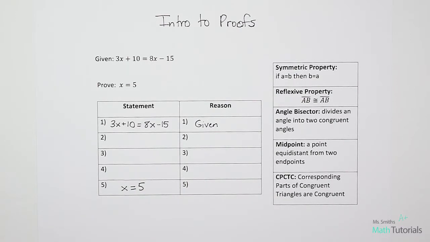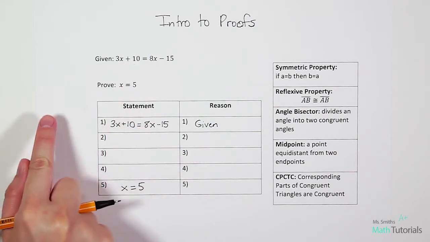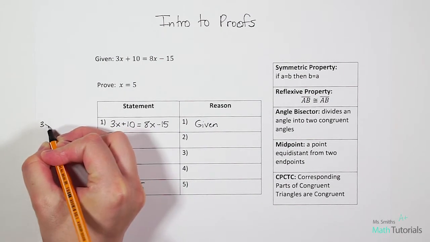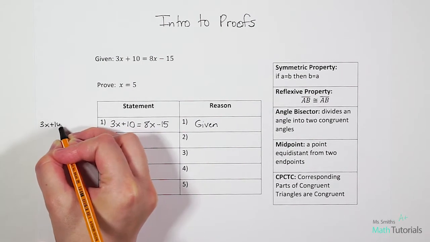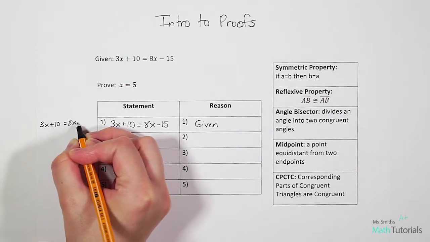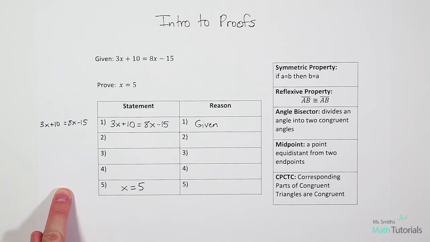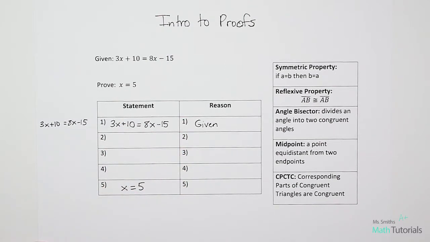To fill in the rest of this table, what we want to do is bring this equation over here on the side. I'm just going to rewrite it on the side here. 3x plus 10 equals 8x minus 15. And we're going to solve this equation here on the side, and we'll fill in the table as we go until we get to our answer that x equals 5.